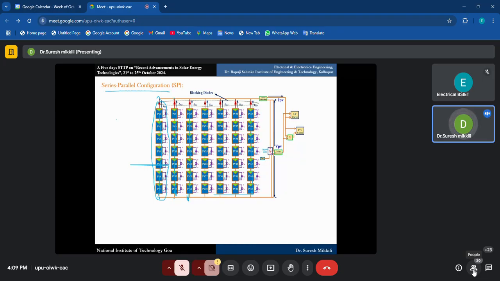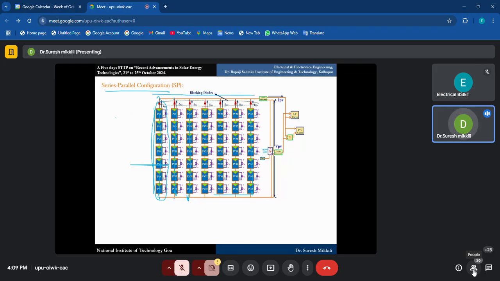The series-parallel configuration that we are doing: sorry, seven modules are connected in series, and seven strings are connected in parallel.